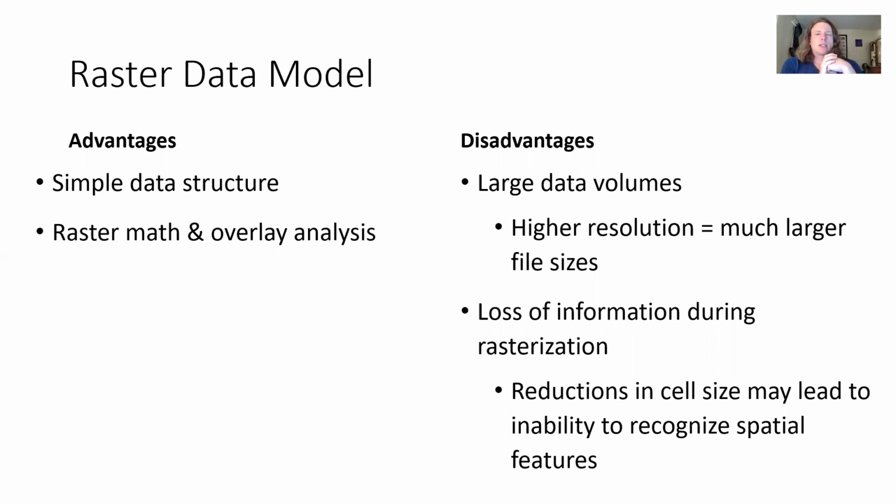And the other downside, which is more inherent to the data itself and there isn't much of a workaround, is the loss of information during rasterization, right? So the reductions in cell size might lead to the inability to recognize spatial features because things just get generalized or averaged out within the cell. So we can only see that one specific value within a cell.